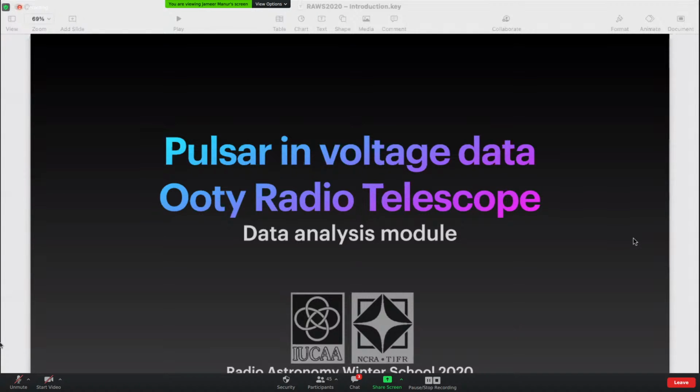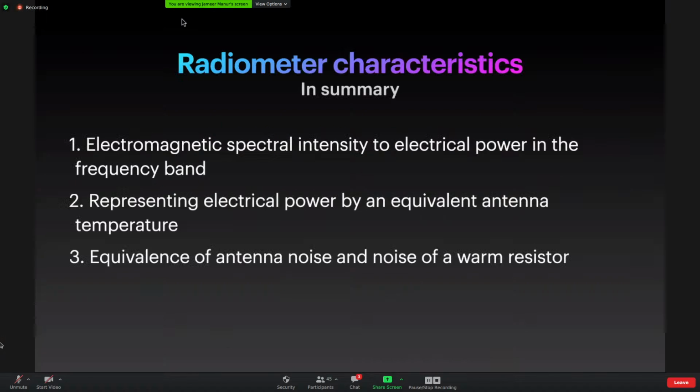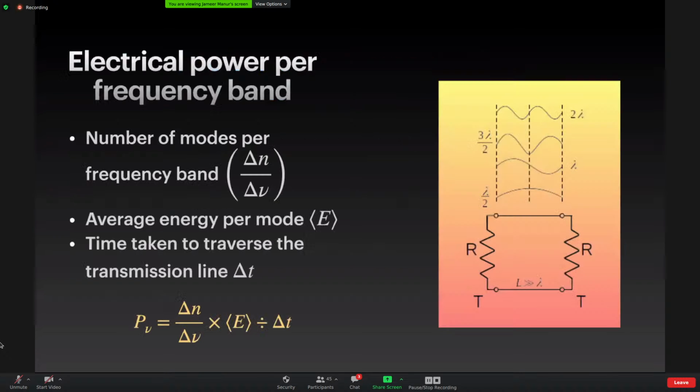I have two questions related to your last slide where you used two resistors. There are two things that I couldn't understand. One is what is the significance of having L much greater than lambda? I couldn't understand that one thing.